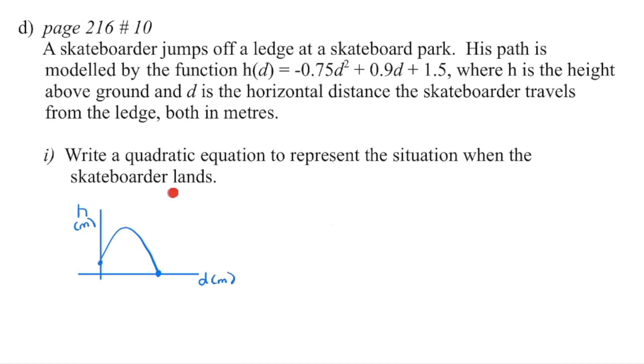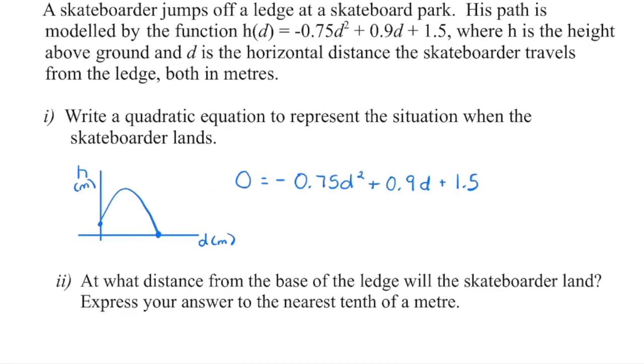Now, where the skateboarder lands, he's going to land on the ground, so we're looking for h is going to be 0. So I'm going to keep this function and I'm going to replace the h of d when we have a height above ground of 0 meters. The second thing we need to figure out is what distance from the base of the ledge is that skateboarder going to land.